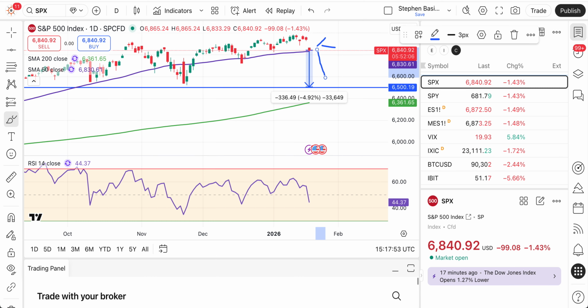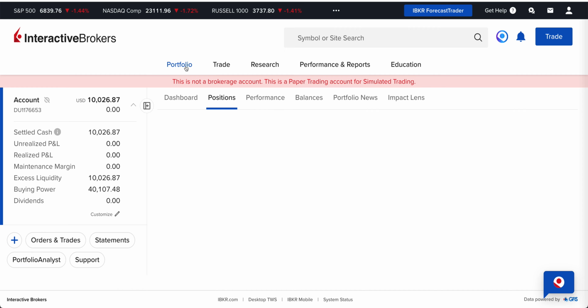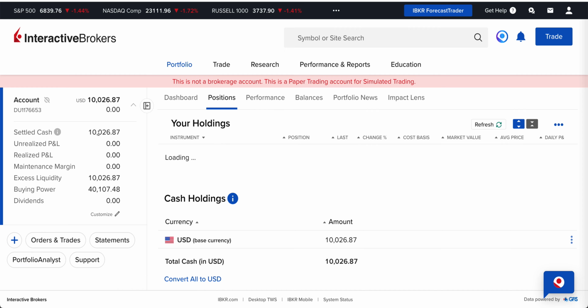So I'm going to jump into the Interactive Brokers platform now, and I just want to remind you that I'm demonstrating this for people from all walks of life. So this is just a simulated account on a $10,000 account.